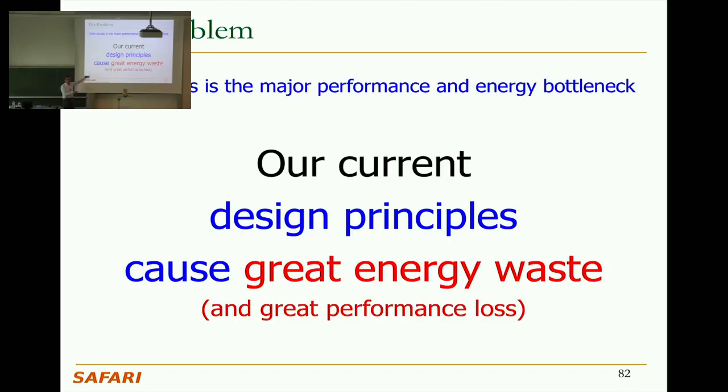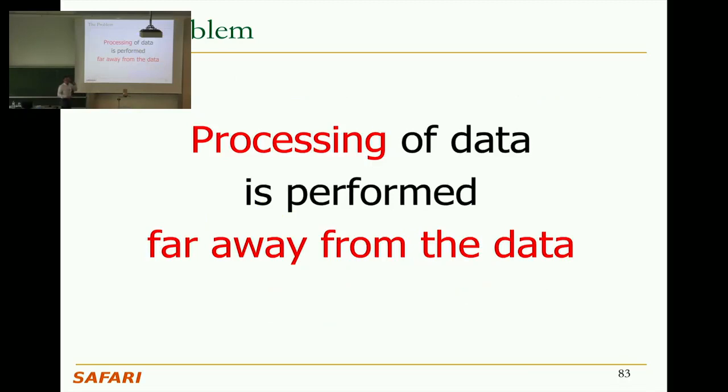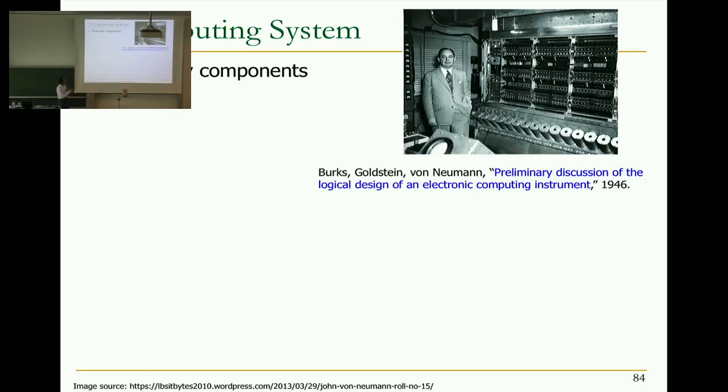And the fundamental problem is that processing of data is performed far away from the data. We're really trying to tolerate that very hard, but we're not doing the right thing, in my opinion. So what is the right thing? But before going to the right thing, let's take a look at a computing system. This is a seminal paper by von Neumann and friends in 1946. If you haven't read it, I would recommend reading it. And this paper also defines that a computing system has three components: computation, communication, storage, and memory.